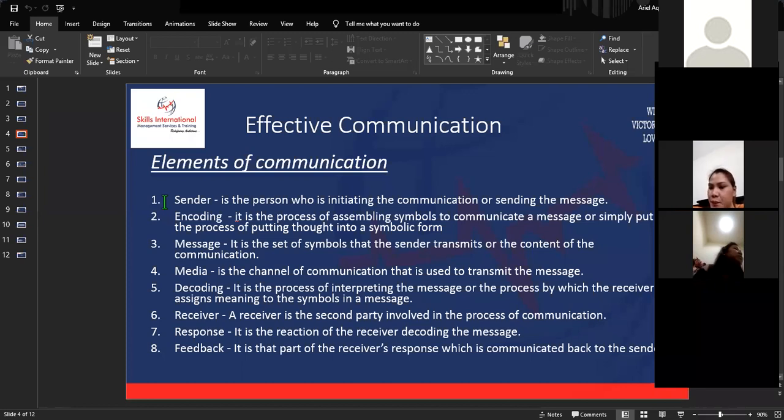Decoding is the process of interpreting the message, or the process by which the receiver assigns meaning to the symbols in a message. Receiver is the second party in the communication process. Response, it is the reaction of the receiver after decoding the message. And then feedback, it is the part of the receiver's response which is communicated back to the sender.